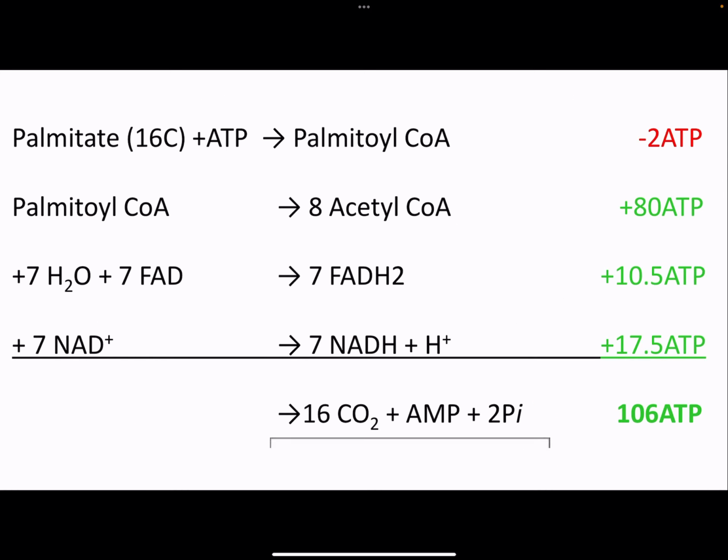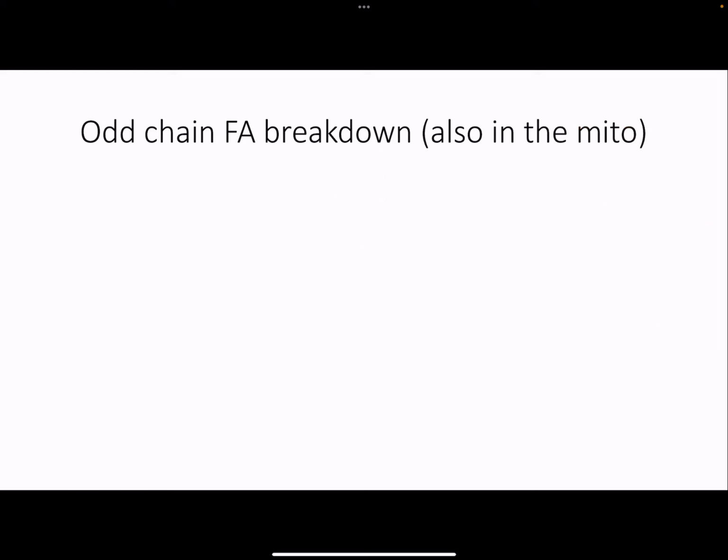So if we take palmitate, the main one, 16 carbons would be 7 cycles. So I get 7 FADH2. Each one of these is 1.5. That's 10.5. 7 NADH, that's 2.5 each, so that's 17.5. And you generate 7 acetyl-CoAs, but at the end you're just left with that last one, so you have 8 acetyl-CoAs. Each one is about 10 ATP. So boom, that's how much you get.